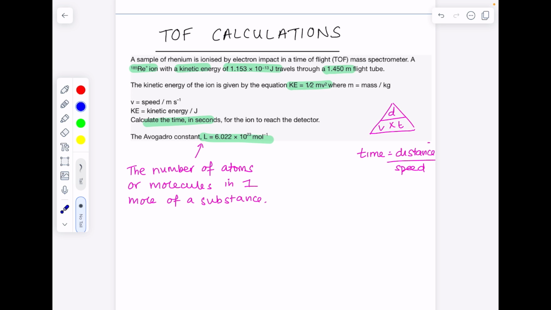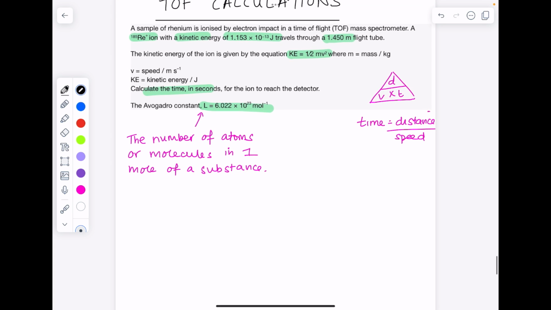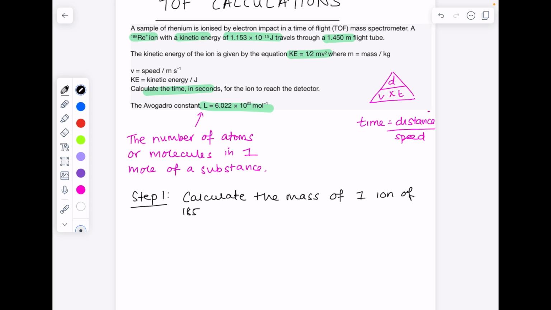Look, what's common to both equations is this v. So clearly we need to use this equation to find the v, which we'll then be able to substitute into this to find the all-important time. However, before we get going, the first thing you'll want to do, step 1 I'm calling it, is to find the mass of one ion of 185 Re plus. And we want to find that mass in kilograms.